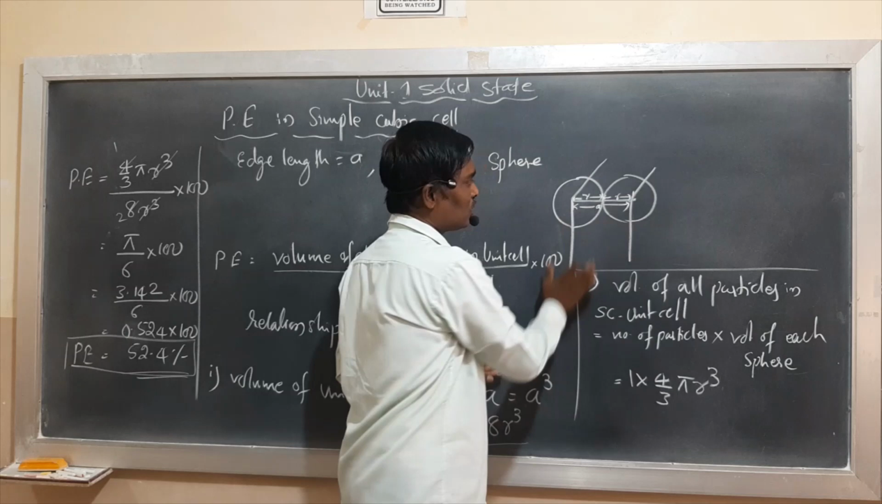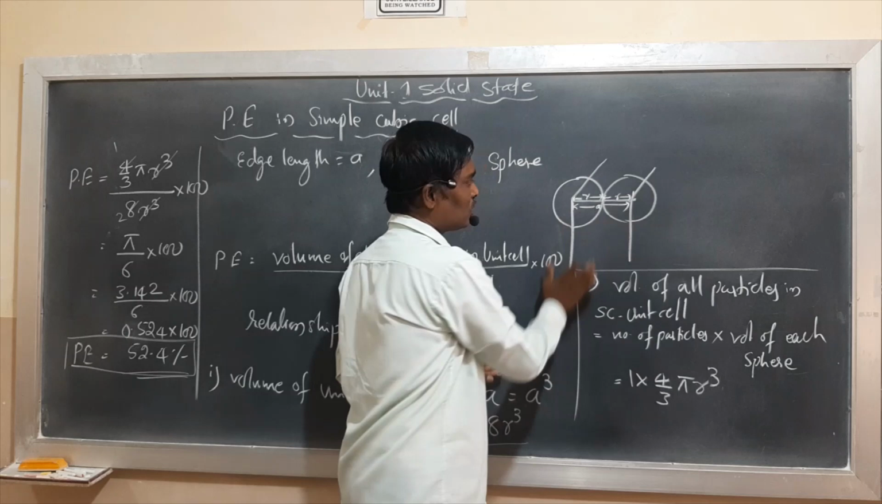That is the FCC unit cell. And the same method we follow to calculate the packing efficiency in hexagonal close packed structures and also in cubic close packed structures. So these are the different close packing arrangements of the atoms. So that is HCP and CCP. We will study about this later.